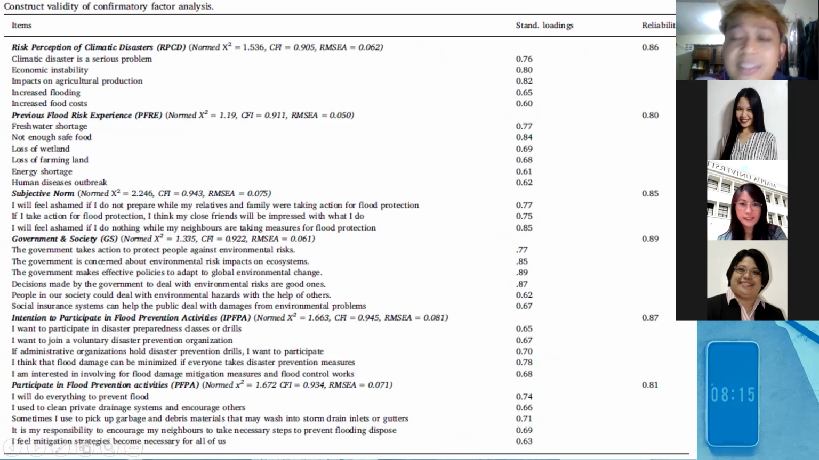And then there is a CR. Not the comfort room, okay? Some of the MEPI students say, sir, what is comfort room? No, of course, this is composite reliability. We would like to check the reliability of the indicators or of the latent. Here it's quite good, the reliability is higher than 0.7. And then how do we measure the reliability?